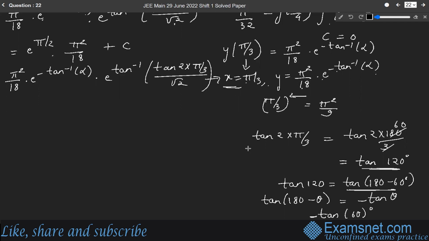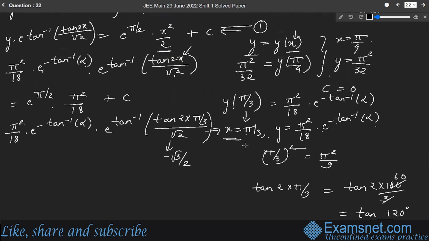Now, what is tan 60? It is root 3 by 2. But minus of tan 60 will be minus root 3 by 2. So the expression here will be equal to −√3/2. Okay, now let us write it again. We have the left hand side as π²/18 into e to the power minus tan inverse alpha into e power tan inverse. Now we have the value of tan 2π/3.